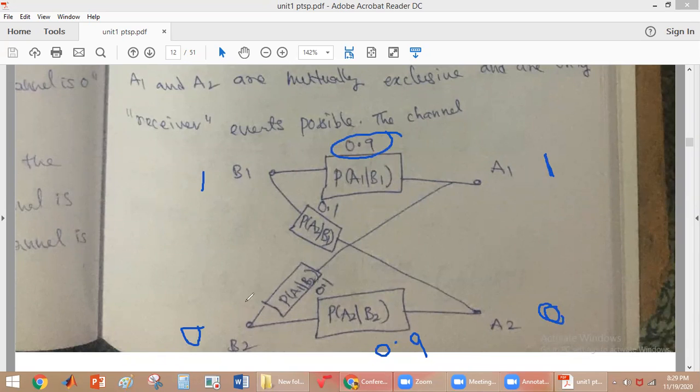Receiving 1 when 0 is transmitted. What is the value? 0.1. Receiving 0 when 1 is transmitted. What is the value? 0.1. These are given in the problem itself.